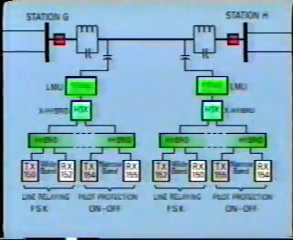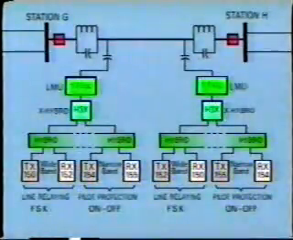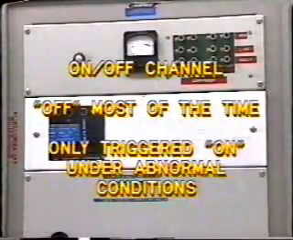As before, a hybrid unit is required at each end to reduce signal loss. There may be yet another hybrid connecting the signals from on-off carrier and FSK carrier. The on-off channel is off for most of the time and is only triggered on under abnormal conditions, allowing the same frequency to be used for both transmitting and receiving blocking signals.